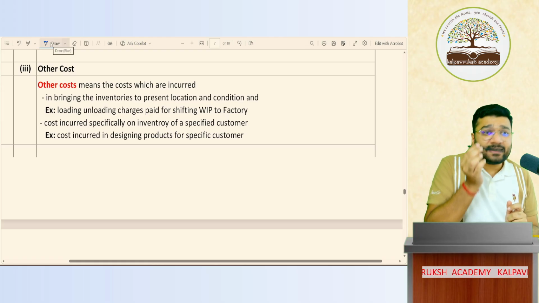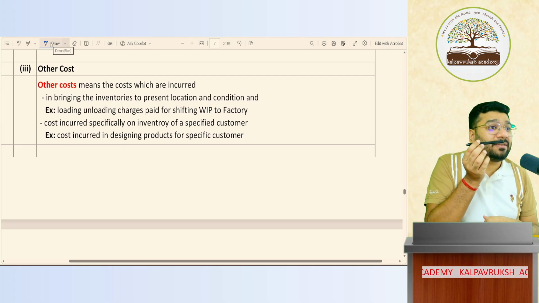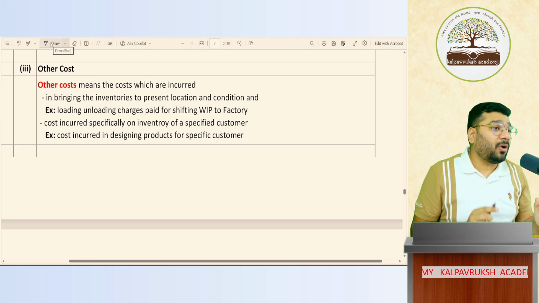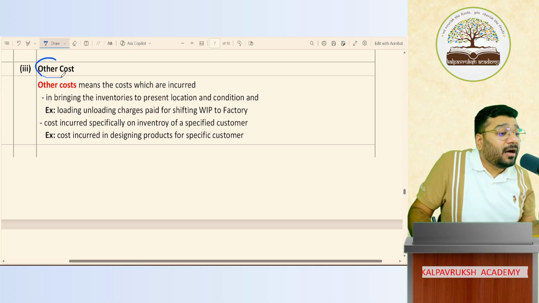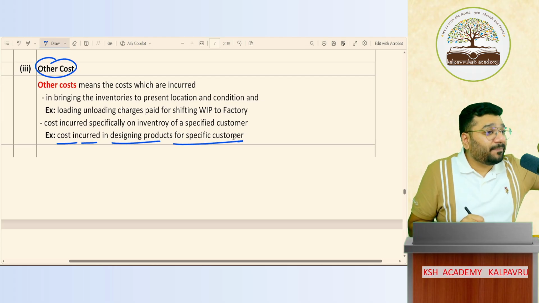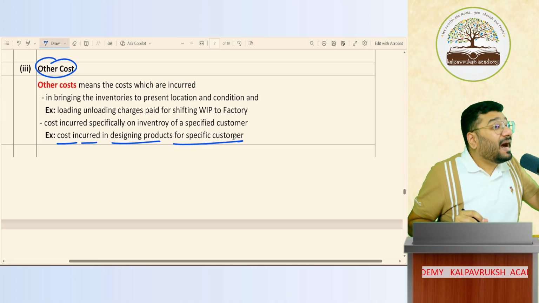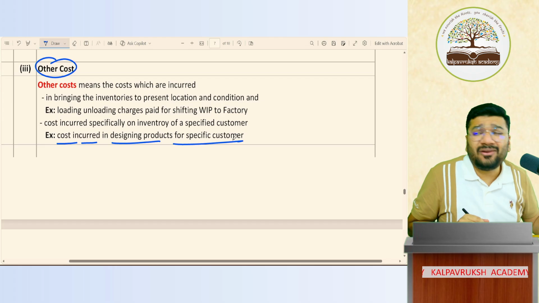Now, to get this customization done, I have to appoint one person who looks after the entire designing and customization. So the cost incurred for that will be a part of your other cost. Cost incurred for designing the product for the specific customer, for customization, will be a part of your other cost. Got it? Not got it? No.